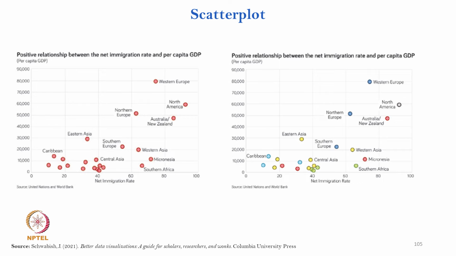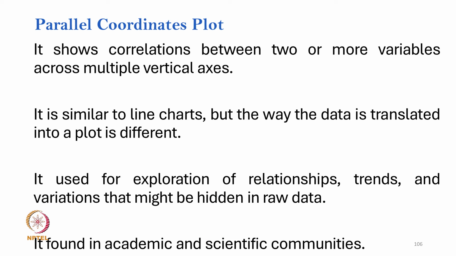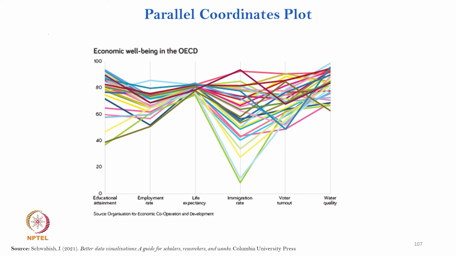The parallel coordinate plots. The parallel coordinate plot shows the relationship between two or more variables across multiple vertical axes. These are similar to line charts, but the way the data is translated into the plot is different, and they allow for the exploration of relationships, trends, and variations that might be hidden in the raw data. These are more commonly found in academic and scientific communities than in business and customer data visualizations.